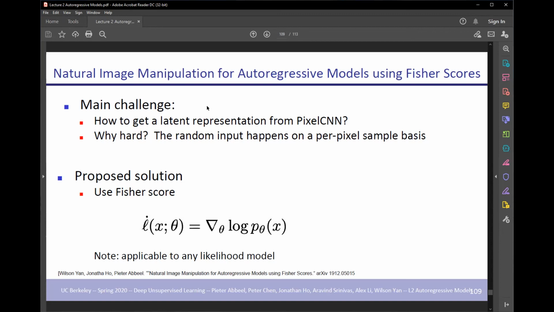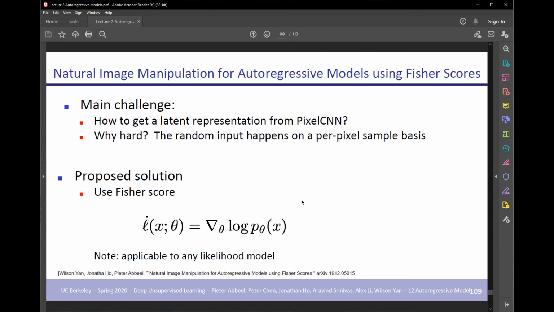One of the simple solutions proposed in this paper is to use the Fisher score, which is nothing but the gradients of the distributions that we see in the autoregressive models. So how do you get a latent representation from the PixelCNN? You can think of the latent representation as analogous to the hidden state that you get in an RNN. So for your PixelCNN, what's the analog to the hidden state? That's what we are after. Why are we after that?